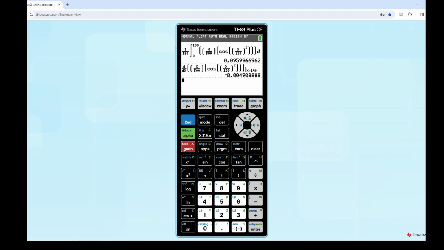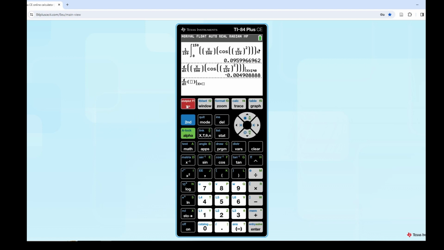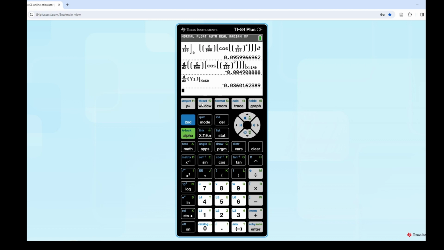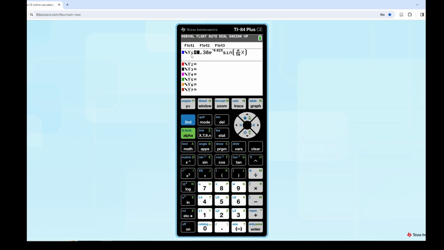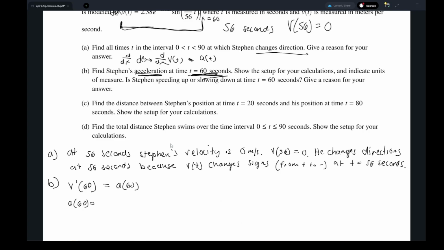All you have to do is go into math, press 8, dy/dx, and instead of typing this entire function out into here, because we already wrote it up here, we can go into our calculator, press vars, y-vars, function, y1, and then press x equals 60. Calculate that. What y1 does is it copies and pastes anything that you put into y1, so it saves time. And it's going to say that his acceleration at 60 seconds is negative 0.03601. So I'm going to write that this is equal to that, with units meters per second squared. So that's the first part.